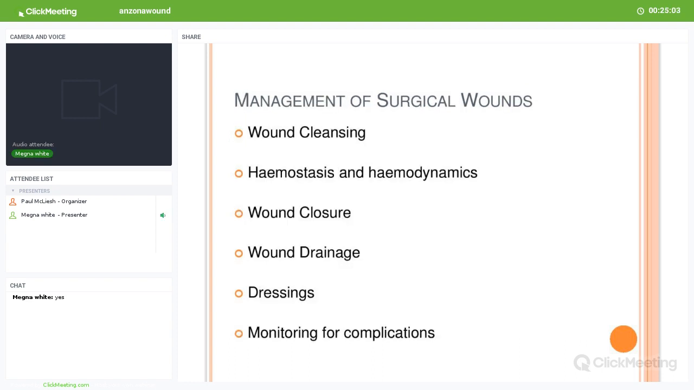When we talk about the management of surgical wounds, wound cleansing is probably the most important skill that orthopaedic nurses will do. When we're looking at wound cleansing, it's choosing the right product, whether it be tap water, normal saline, or some of your other products, for example, your Macrodex or your Pontosan. Also looking at the haemostasis of the wound as well. Looking at what type of wound closure. Some literature will support the use of staples or clips, whilst others will use Monocryl. Look at the drainage around the wound, and then it's your choice of dressing as well, which I'll talk about later, and then monitoring for your complications.